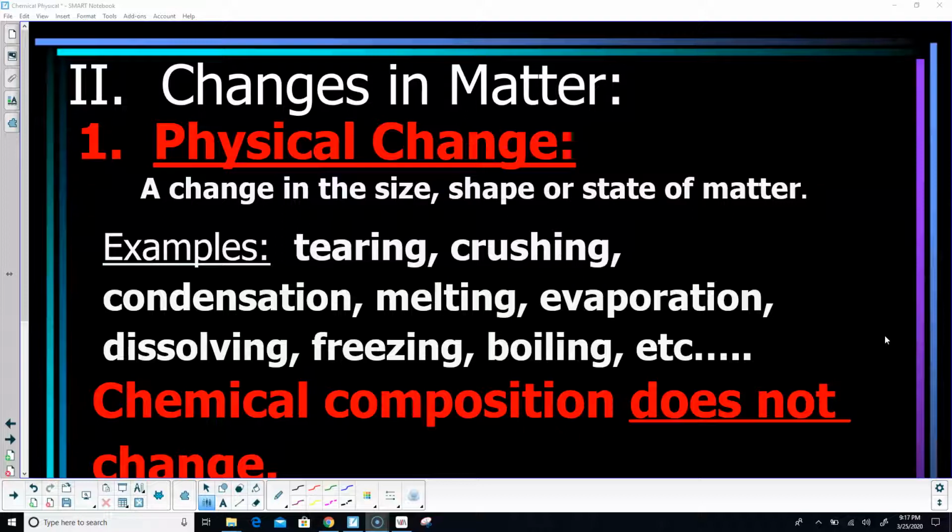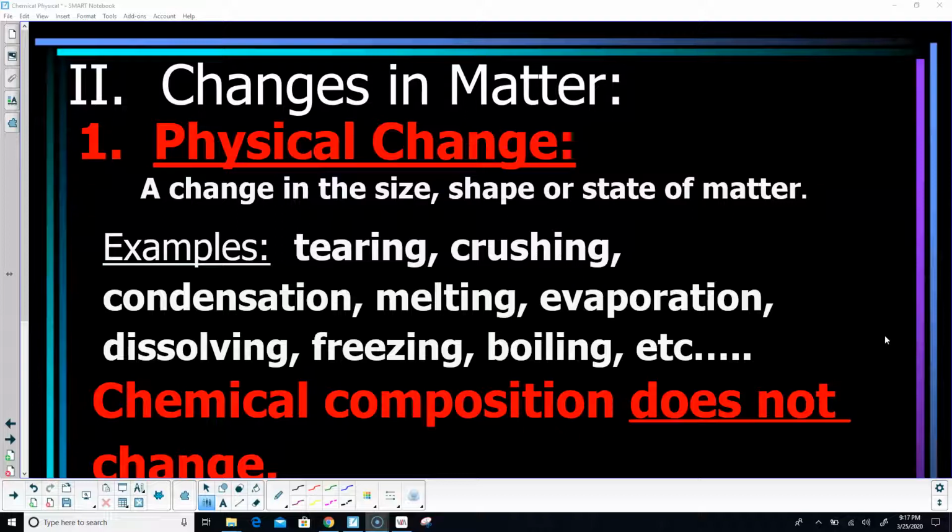Notice that a physical change is a change in size, shape, or state of matter. Okay, so it doesn't alter the identity of the substance. It's still the same stuff. It's just changed form. And so examples of this would be tearing. If I take a piece of paper, tear it in half, it's still paper, right? Same thing, crushing. Crushing is like taking a big piece of rock and pounding it into smaller pieces. It's still the same mineral composition, it's just in a different form.